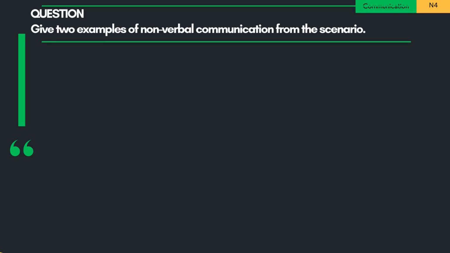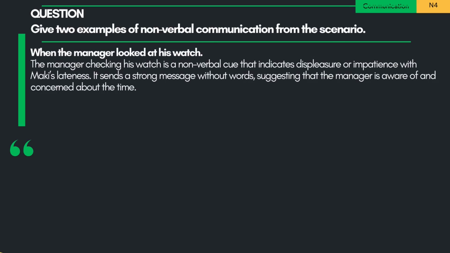Question. Give 2 examples of nonverbal communication from the scenario. The 2 examples of nonverbal communication from the scenario are: 1. When the manager looked at his watch. The manager checking his watch is a nonverbal cue that indicates displeasure or impatience with Marky's lateness. It sends a strong message without words, suggesting that the manager is aware of and concerned about the time.